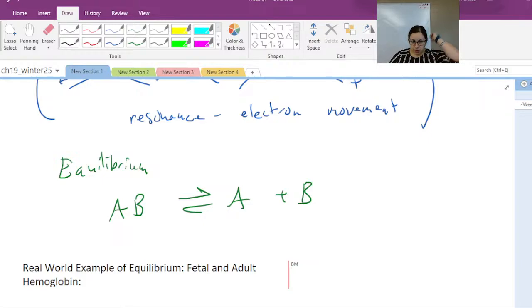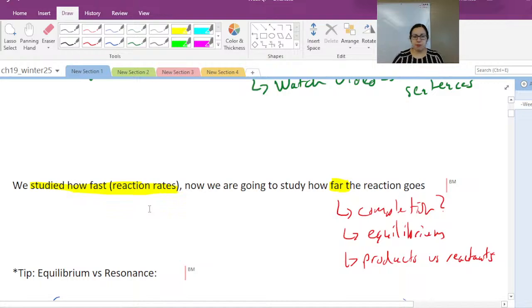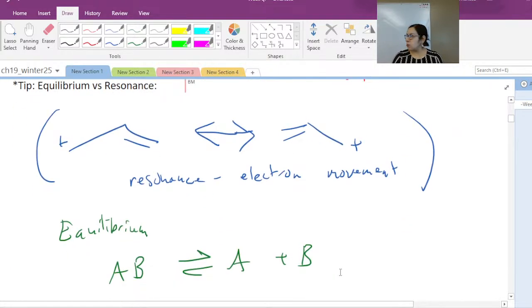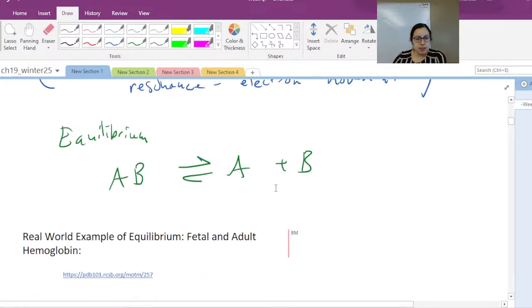And so again, we need all the data for this. Something could happen really fast, but then maybe it doesn't go to completion and it's just stuck at a 50-50 mixture. So again, you have to have data behind all these things as well. So we'll be seeing that.